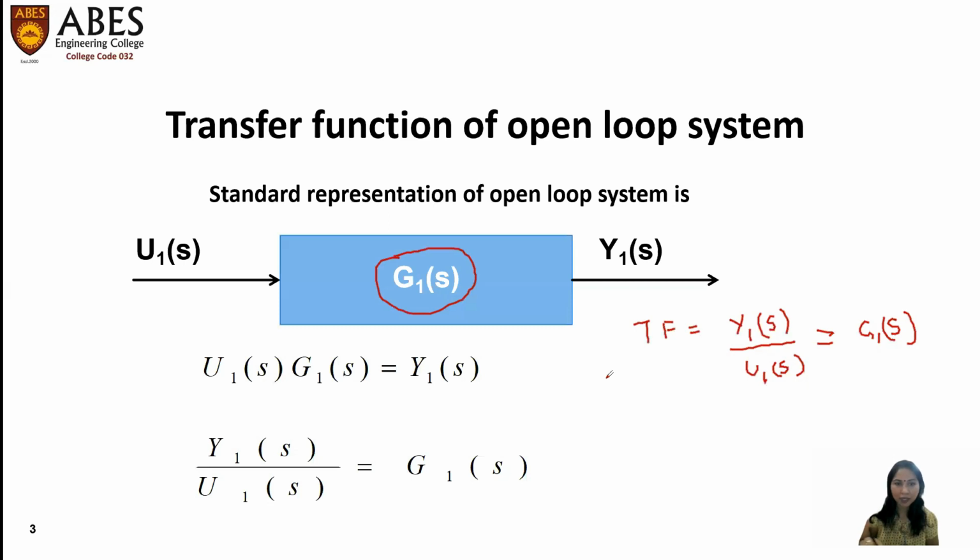This I can write in this form also: U1(S) multiplied by G1(S), meaning the input signal multiplied by the gain of this box will give you the output value, that is Y1(S). Again, I can write Y1(S) upon U1(S) is equal to G1(S), which I have written here also. So this is the transfer function of the open loop system.